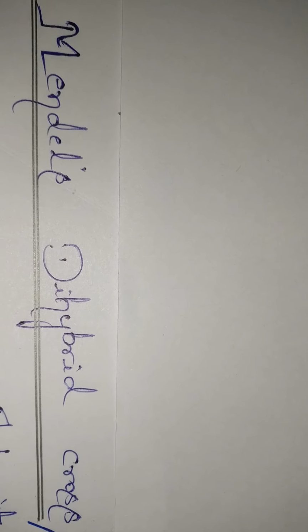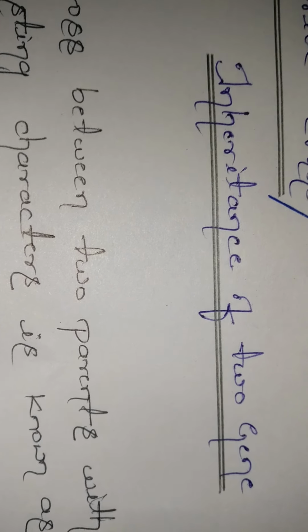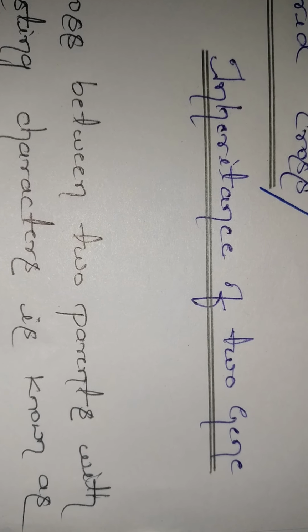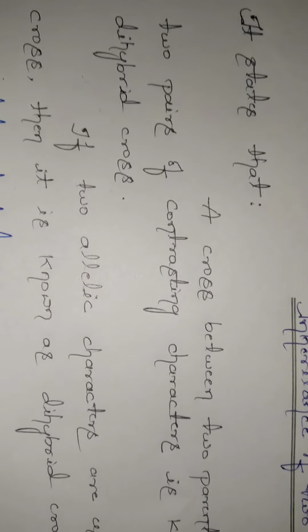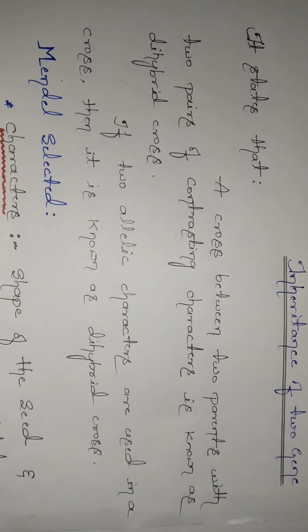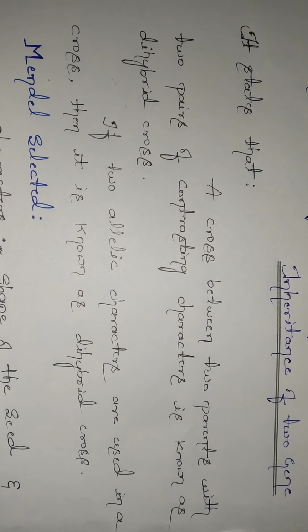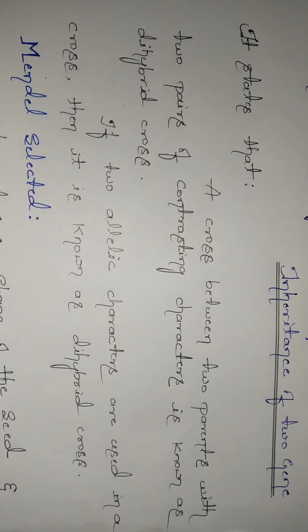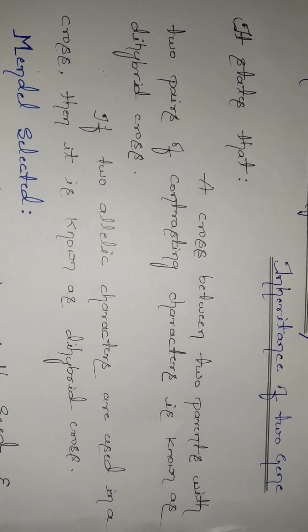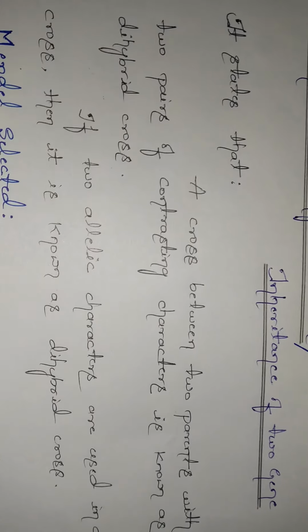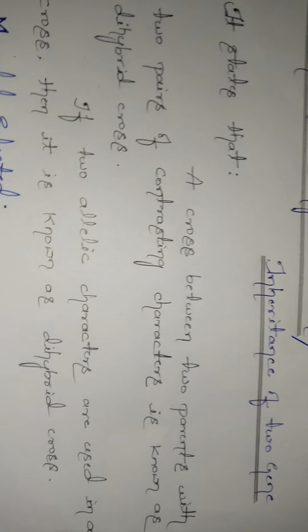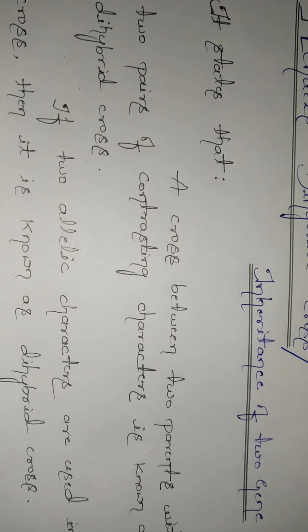What are all the characters he has taken to prove this? The Mendel dihybrid cross is also known as inheritance of two genes. The statement of the dihybrid cross states that the cross between two parents with two pairs of contrasting characters is known as dihybrid cross. Remember well, in this he is going to take two parents with two pairs of contrasting characters.